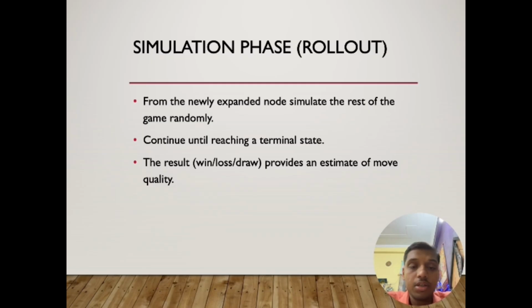In continuation, the next phase is the simulation phase. It is also known as the rollout. The algorithm performs a random simulation from a newly expanded node. The simulation continues until a terminal state is reached, such as a win, a loss, or a draw situation. I am taking an example of the chess game, which you will learn about in the upcoming slides. The result of this simulation provides an estimate of how good that move is. By taking these estimates, we add them up and get the best result out of them.